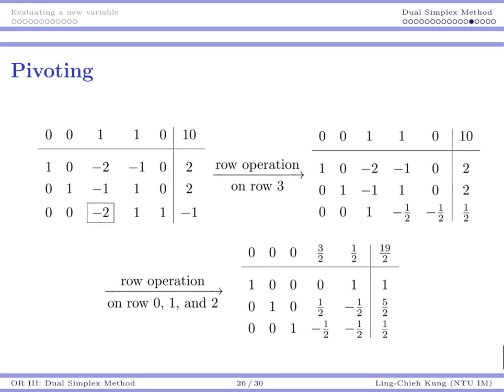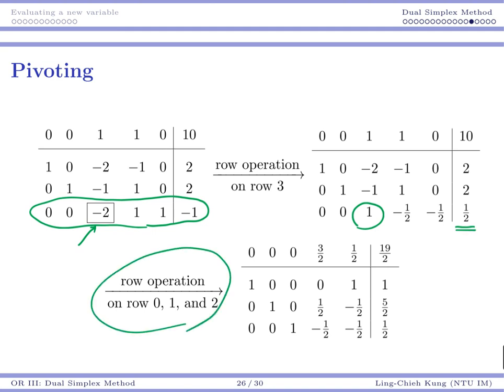All right? So this tells us that between -2 and 1, we will choose -2. So once we choose -2 as our pivot, first, let's do a row operation on row 3. We multiply every number by -1/2. Okay? So this becomes 1, and this number becomes 1/2. And then we do natural row operations on row 0, row 1, and row 2. Again, we are trying to cancel out all these numbers in our pivot column. Okay? So once we do that, a few iterations later, we will get to our new tableau.